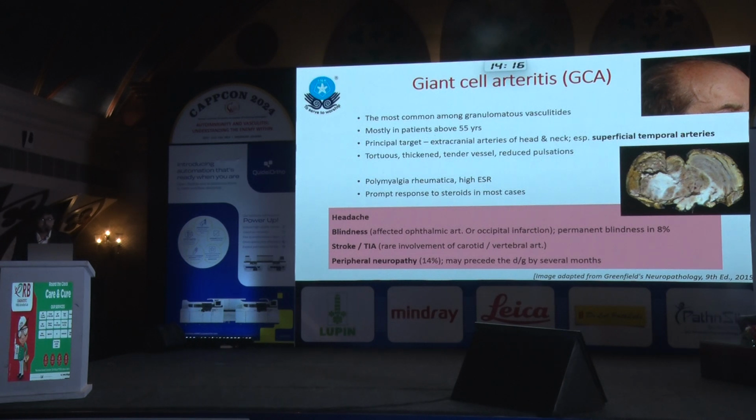Permanent blindness can be seen in 8%, stroke or transient ischemic attack due to rare involvement of carotid or vertebral artery. In the autopsy specimen here, we can see cerebellar infarct due to vertebral artery occlusion. Peripheral neuropathy can be there in 14% of patients, and that may even precede the diagnosis by several months.